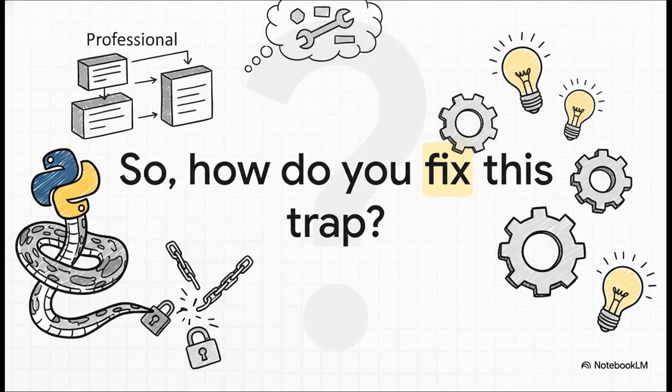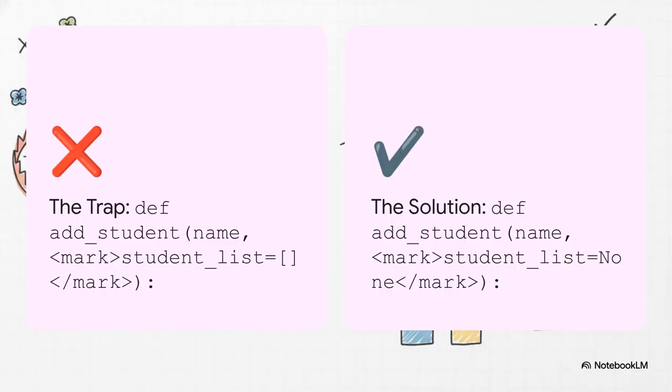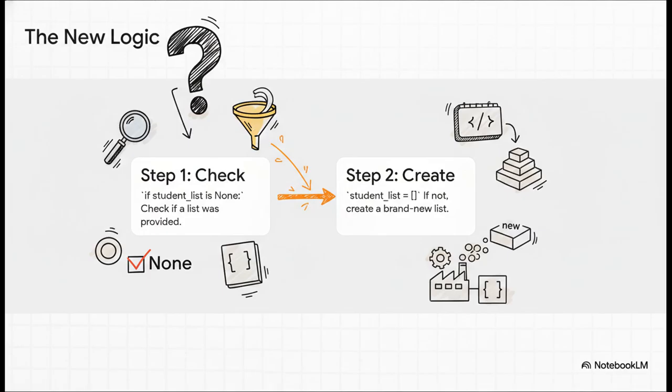Okay, so that's the problem. How do we actually fix this like a pro? Well, Margaret points to the standard Python way. Just use None as a safe placeholder. See the difference? It's a tiny change in the function signature, but it fixes everything. You just check for None inside, and if it's there, you create a brand new list every single time.